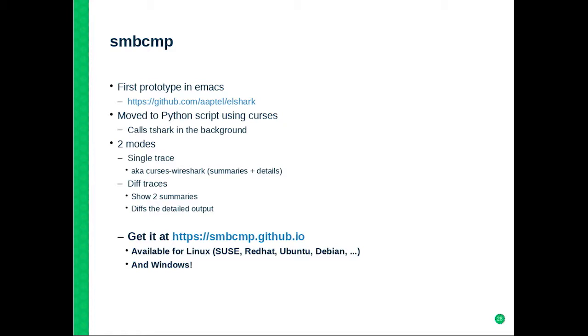So yeah, I wrote a Python script. Initially I had this Emacs prototype, but it's not good. I made a Python script afterwards. It calls tshark in the background. There are 2 modes. You can either view a single trace, like normal Wireshark, or there's a diff mode where you read 2 traces and show them side by side, and you can diff the detailed output.